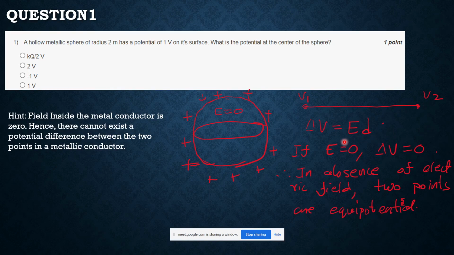So when the field is zero, the 2 points are equipotential, and since the field inside the conductor is zero, that's why the metal is an equipotential. That's why the potential at any point inside the metal as well as on its surface should be equal. At the surface it's given as 1 volt, and hence at any point inside the sphere, it should be 1 volt as well. So this was the solution, and it was a very easy question.